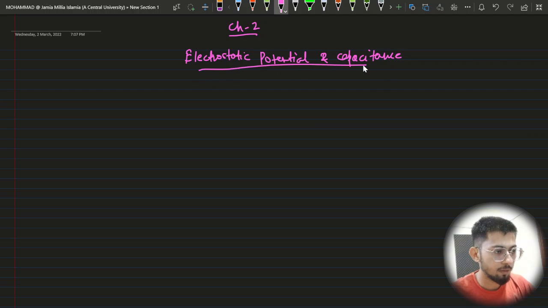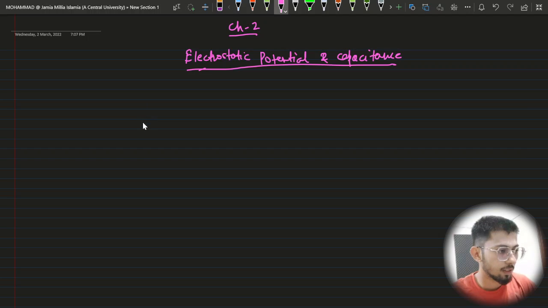Chapter 1 was all about electric field, electric charges. This one is about electric potentials. So now electric field, we discussed about electric field, right? And I gave you the analogy of magnets. So electric fields are the regions where we can experience the force.